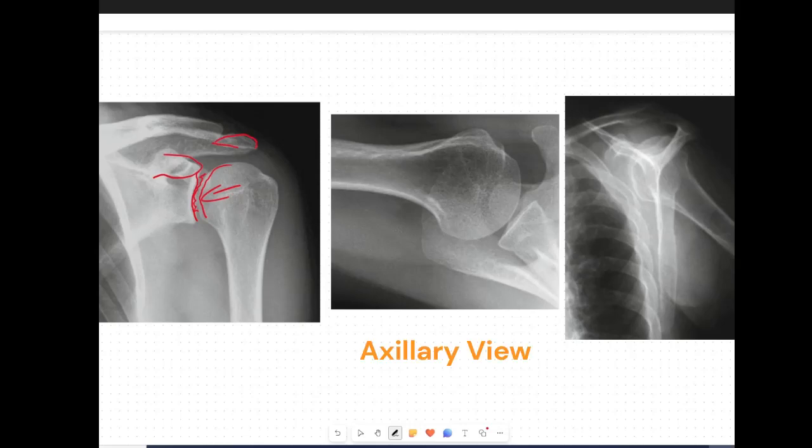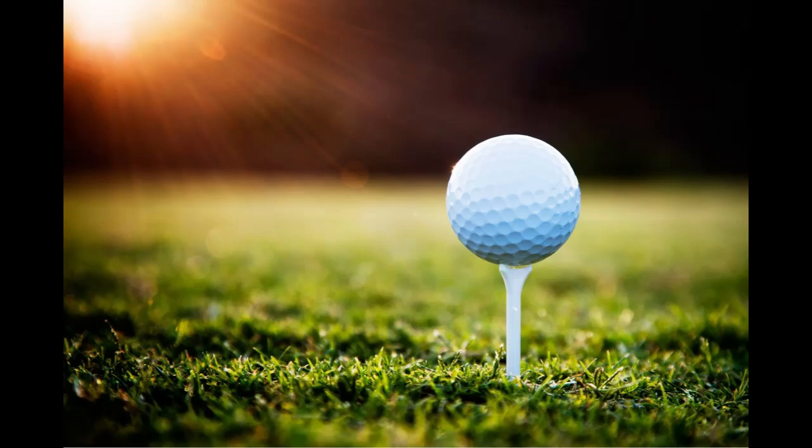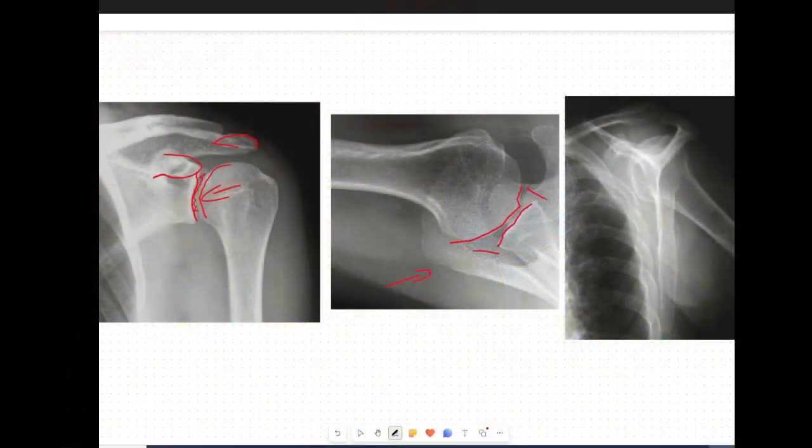Now, let's move to the axillary view. This is our go-to when you want a clear look at the alignment between the humeral head and the glenoid. Here, the humeral head should be positioned directly over the glenoid, almost like a golf ball sitting neatly on a tee. Finally, the lateral scapular Y view.